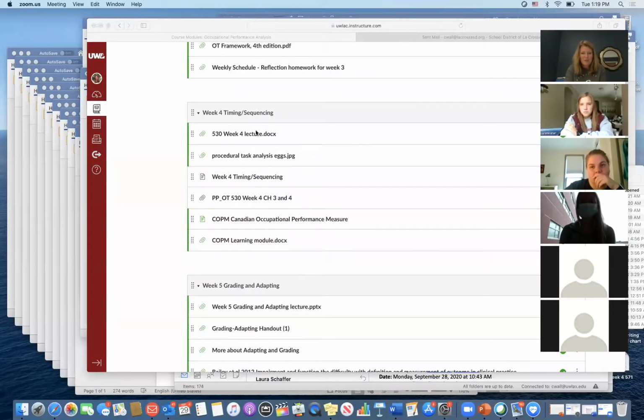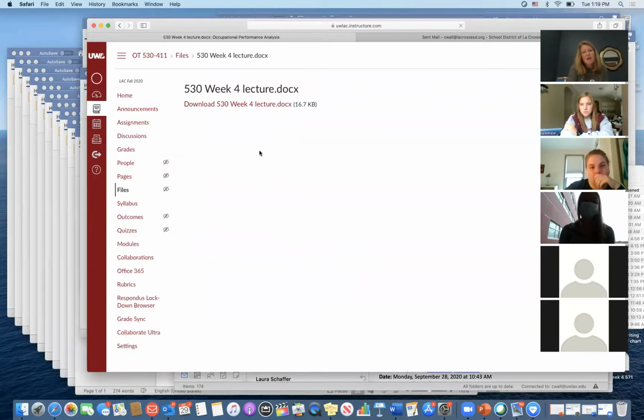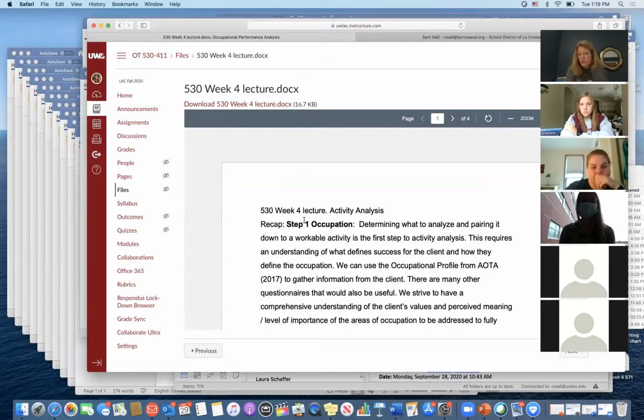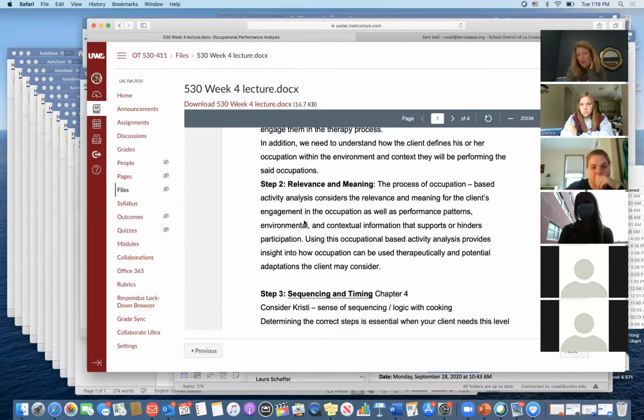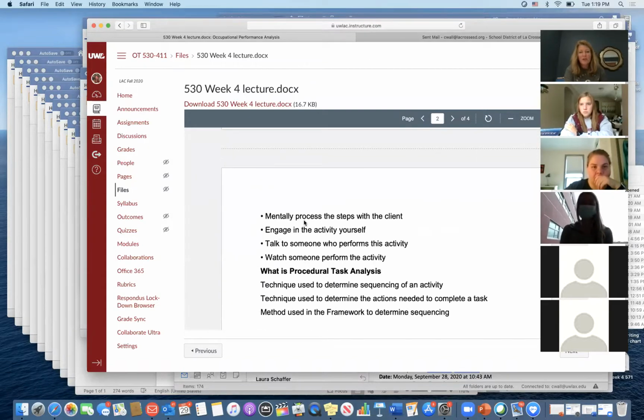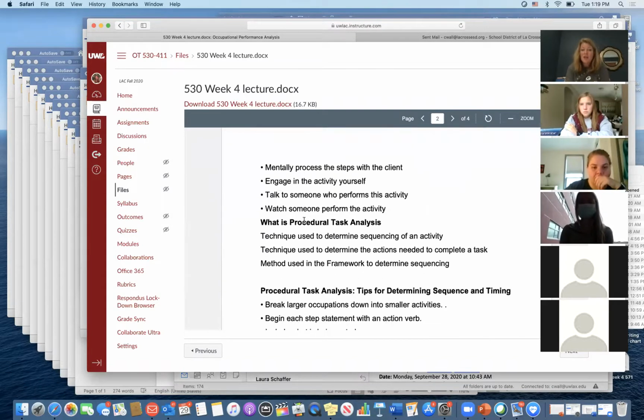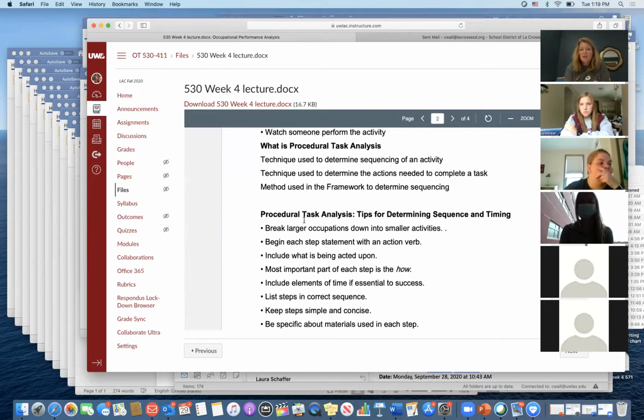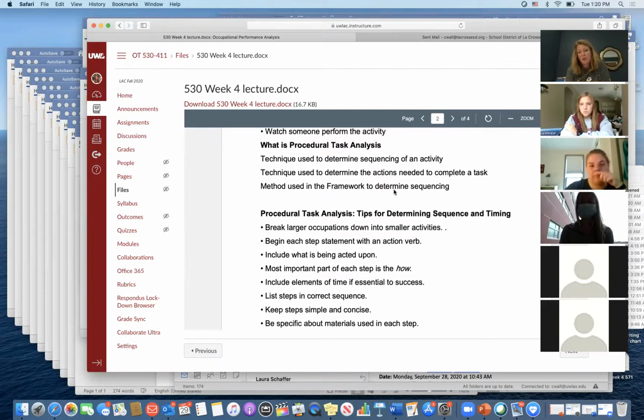Okay, so in week 4, I think you can see my screen. I typed these all out for you so you'd have them as a reference for when you are going through these steps yourselves. So: determine the sequence of the activity, determine the actions needed, and use the framework to determine sequencing. We're going to talk about all of those.